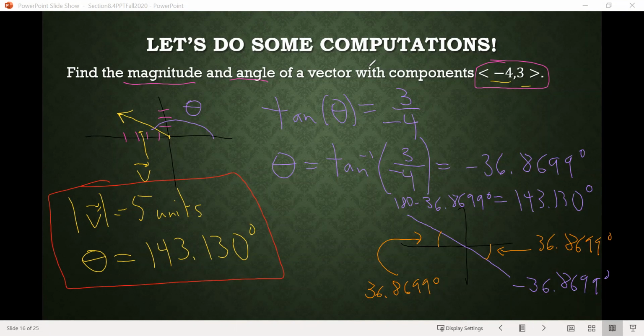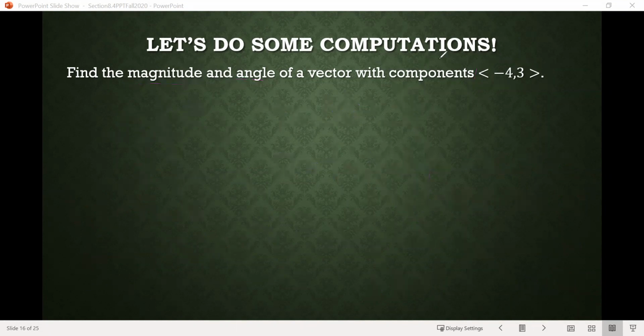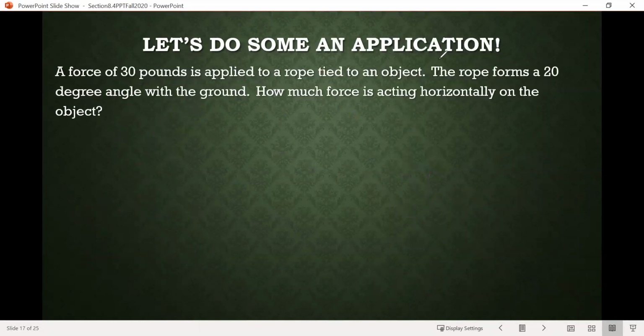All right, let's look at one more example in this video. So we're told that a force of 30 pounds is applied to a rope tied to an object, and that the rope forms a 20-degree angle with the ground. I'm going to figure out how much force is acting horizontally on the object.